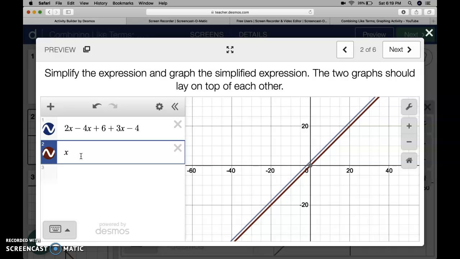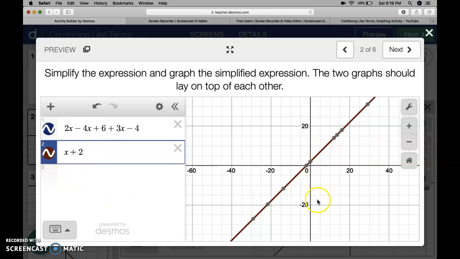Okay, and you can already see that the graph is showing up here, right? But we're not done because we have the terms 6 and 4. Those are like terms. Those can be combined as well. 6 minus 4, that's going to be 2. Positive 2, right? So that's going to be plus 2, and that's it. Okay, my two graphs are laying on top of each other.